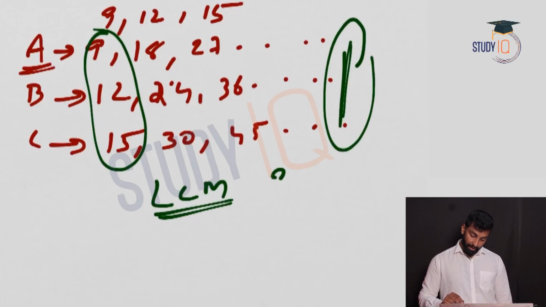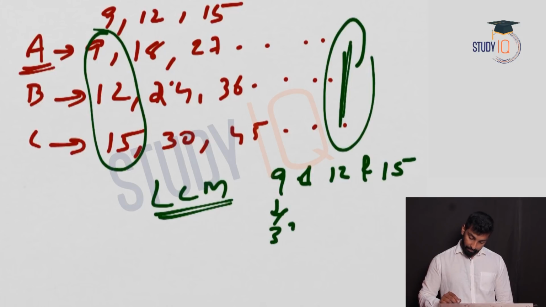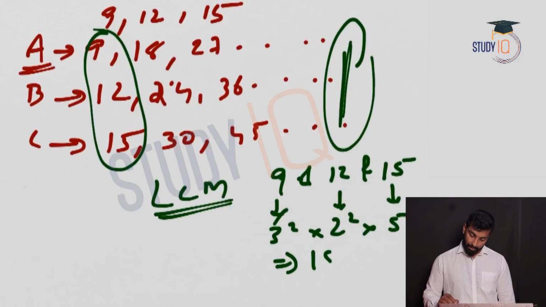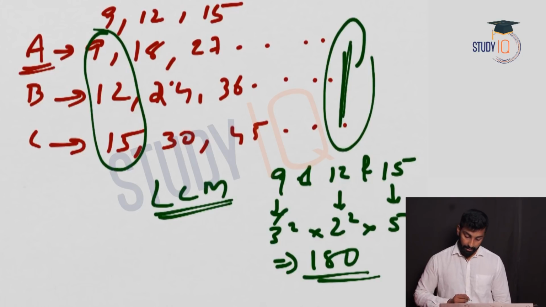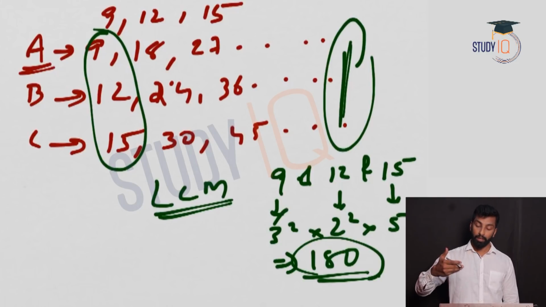When you find the LCM of 9, 12 and 15, you will write 9 as 3 square, 12 as 2 square into 3, so you take 2 square only because 3 is already taken, and 15 as 3 into 5, so you will take only 5. So if you do this, you will get LCM as 180. So you got LCM as 180 minutes. So after 180 minutes, it will ring again together. All the 3 will ring again together.